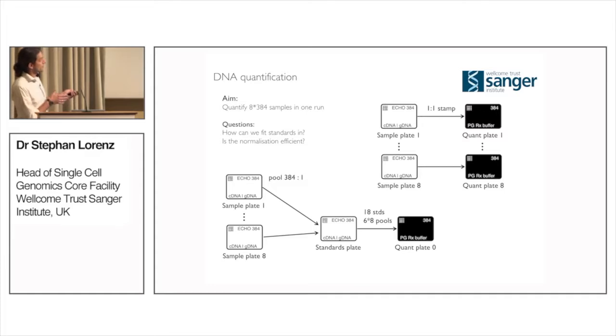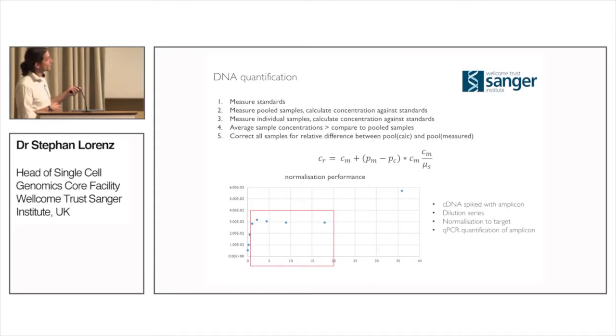And then there's some math happening in the background. So we first measure the standards on the plate. We then measure the pooled samples, so the real pools, and calculate the concentration against the standards.